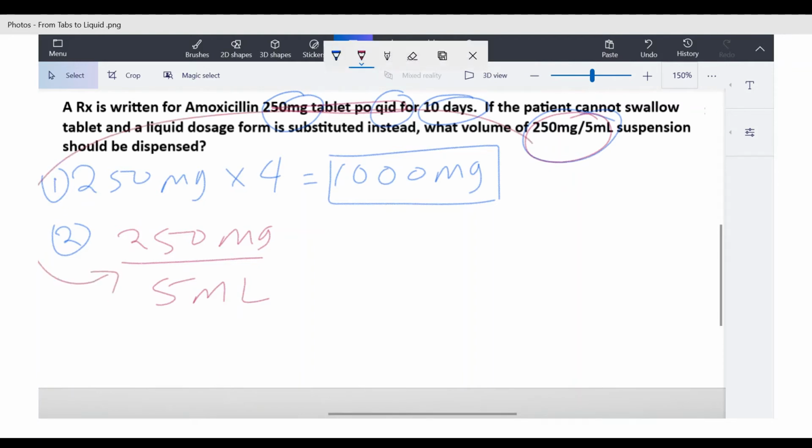Which is 250 milligrams per 5 milliliters. And pardon me, sometimes you may hear me use the term cc's, which is the cubic centimeter. It's the same as milliliters. So if by accident I use the word cc's, that's what a milliliter refers to also.